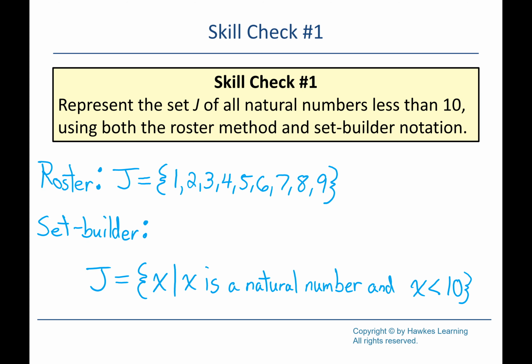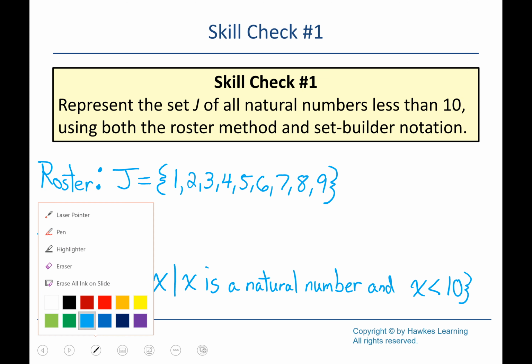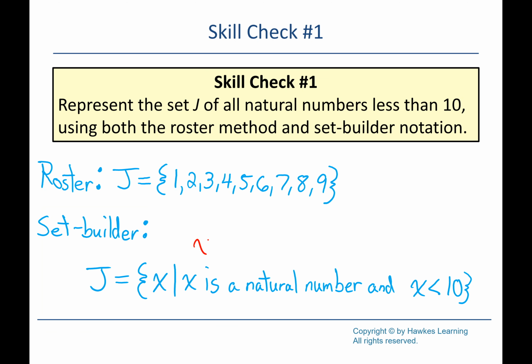Like I said, there's more than one way you can write them down in set builder. For this first part, if you wanted to use the weird symbols, you could say x is in the natural numbers and x is less than 10. That would work also.